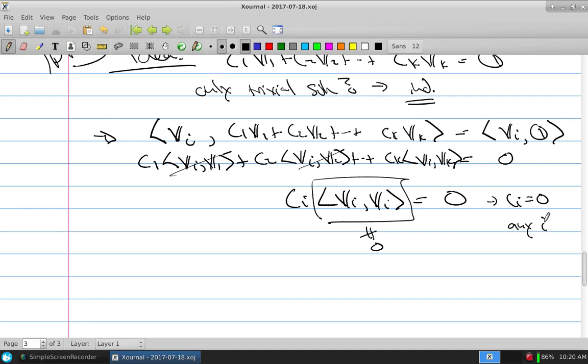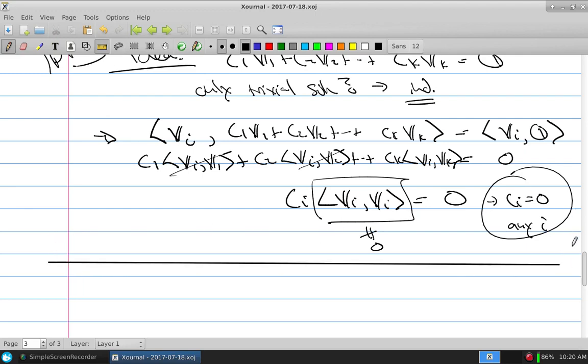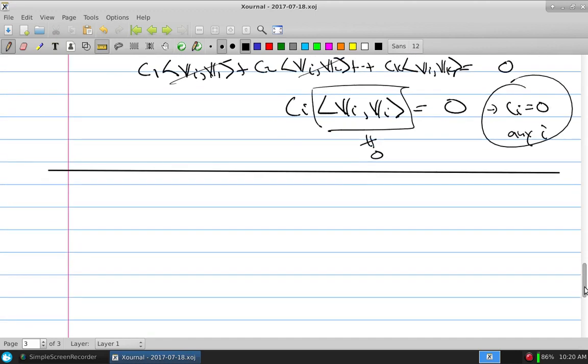So what does it tell you about all the constants? They're all 0. You just check. I'll take the inner product with V1, with V2, with Vn. Just do it for all of them. You'll find out C1 is 0, C2 is 0, C3 is 0, C4 is 0, and this thing completely falls apart. That's the idea behind it. You have to clean it up a bit. In other words, we have only the trivial solution.